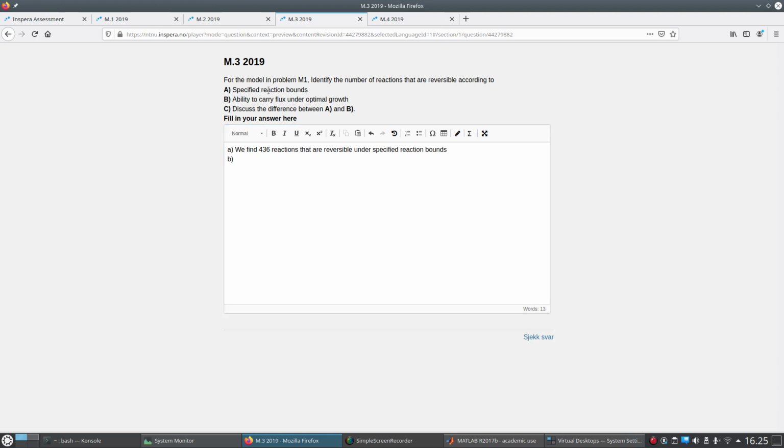So the way we would identify this is with FVA. What FVA does is that, for optimal growth, it will give us the upper and lower bound of the fluxes, of each flux, while still satisfying the requirement of optimal growth.